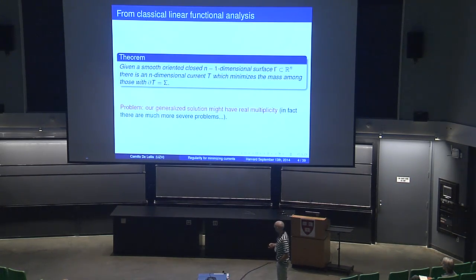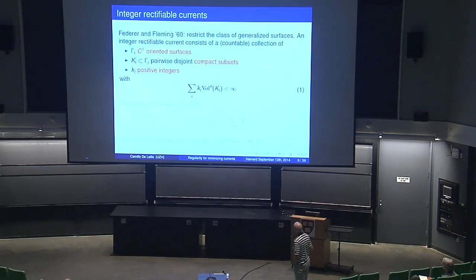There might be much worse situations in which, for instance, your general current cannot even be identified as a surface with a certain density on it, but it could be a one-parameter family of surfaces, and you can spread the density in a continuous way over this foliation. OK, this is not very desirable, and to cure this disease, if you want, Federer and Fleming in the 60s introduced the theory of integer rectifiable currents.